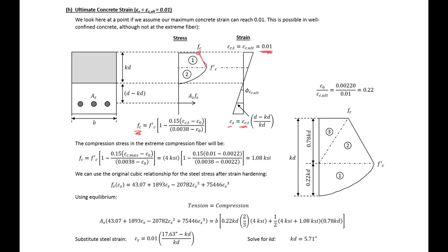So we're going to use the original cubic expression as well for our steel stress, because we know that we're past the end of the strain hardening region. So what we can do then is set tension equal to compression. So AS times FS is equal to our compression component. And if we plug in our steel strain and substitute that in, our KD is our only unknown. So we can solve for KD at this point.